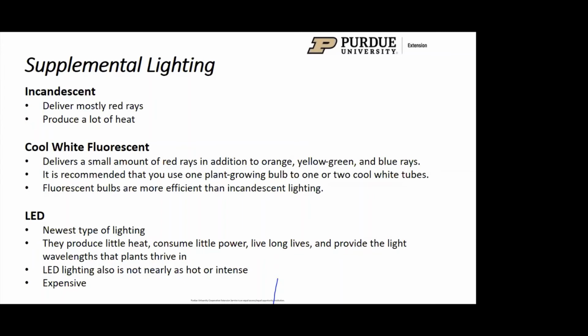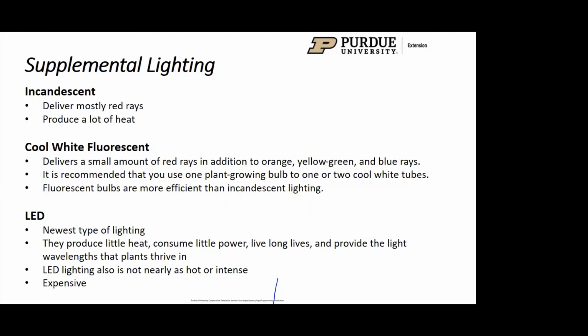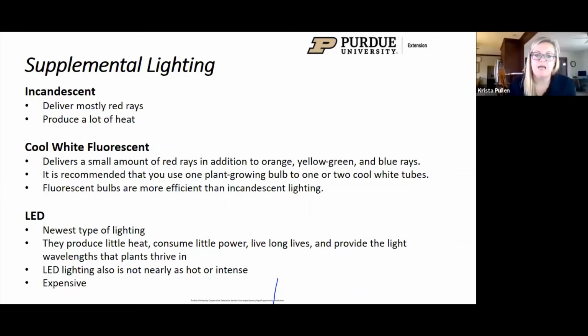Another thing we want to consider is automatic timers. Those are nice to use with supplemental lighting because we're going to use this lighting a lot longer than we would for the typical daylight, because once again, we aren't the sun. We're just trying to provide that supplemental light. A general rule is that seedlings need between 16 and 18 hours of supplemental light per day, so those timers are really going to help us control that.